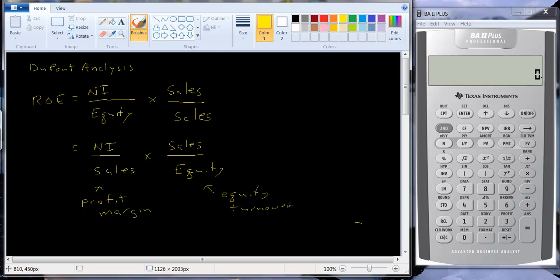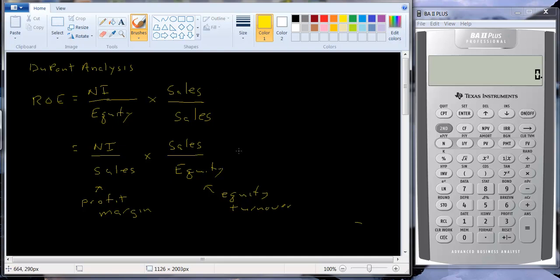Equity turnover measures how effectively the company uses its equity to generate sales. Profit margin tells us how much money is left over. You know, we sell a certain amount of goods at sales. How much is left over after we pay off everybody, after we pay for the cost of goods sold, after we pay any administrative expenses, interest expenses, taxes? What's left over for us? So we've decomposed it. And let's decompose it one more time.